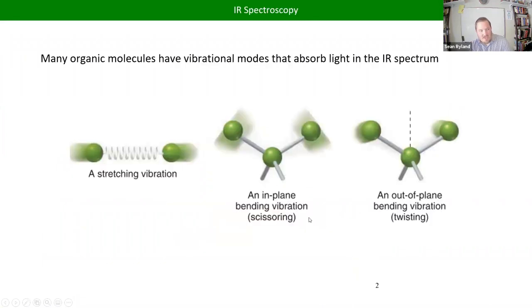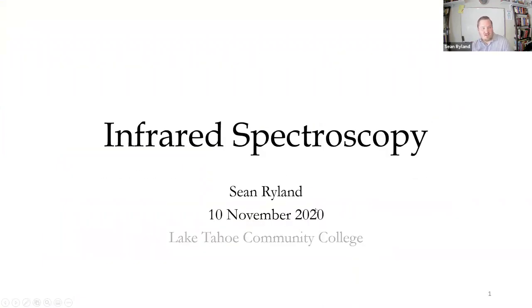And what we actually wind up measuring, the reason this is helpful and why we teach it in OCHEM, is because different kinds of chemical bonds will actually absorb different wavelengths of light.